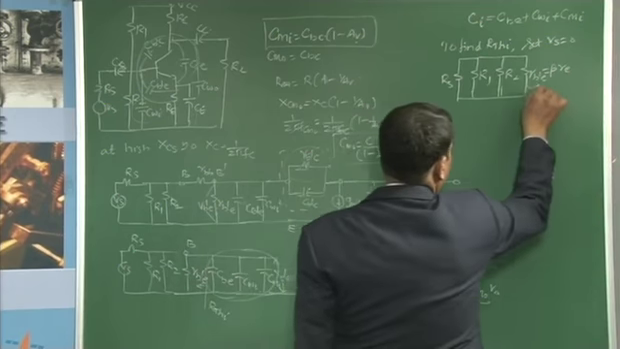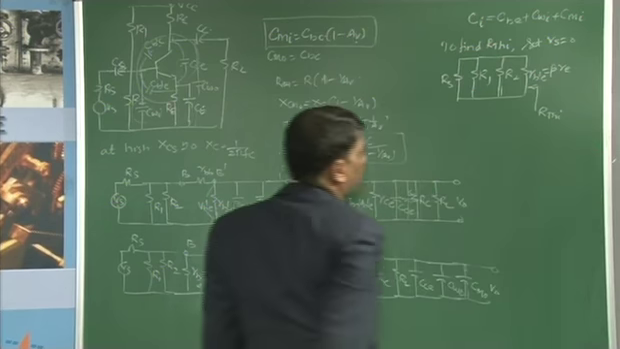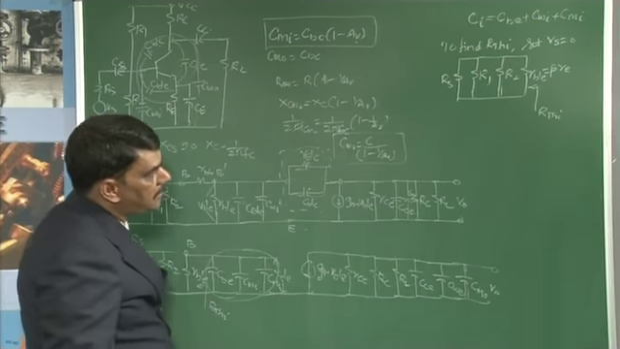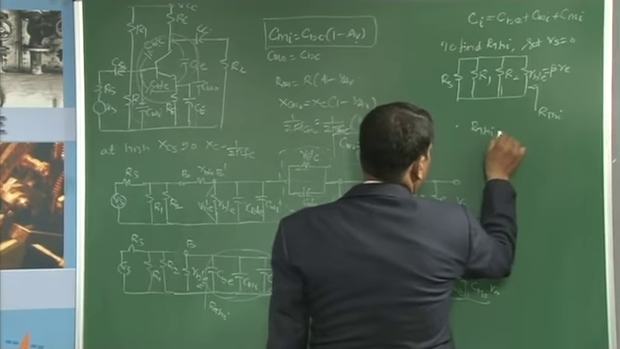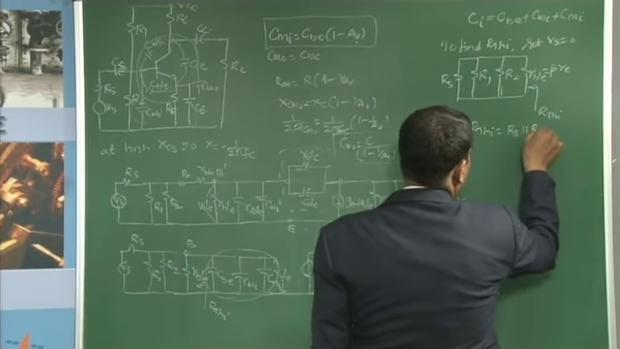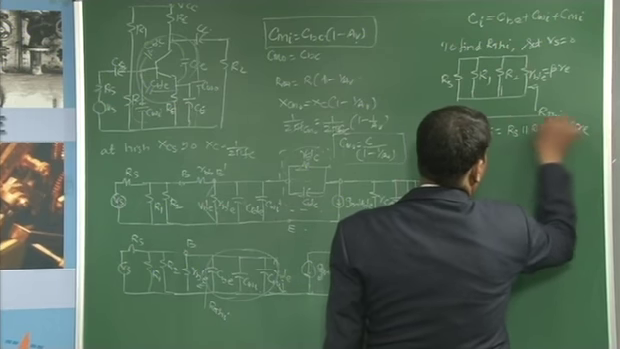Then you are looking into this side, this is your RTHI, where RB'E is equal to beta times Re from the small signal model. Therefore, we can say that RTHI is equal to a parallel combination of Rs in parallel with R1, in parallel with R2, in parallel with beta times Re.